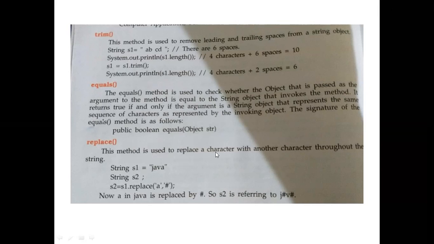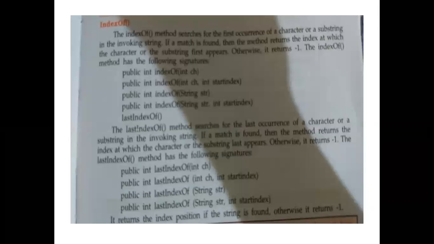So another is replace. This method is used to replace a character with another character throughout the string. String s1 equal to "java", string s2 is equal to s1.replace('a', '#'). तो यहाँ पे string में a जहाँ पे है उसके बदले यहाँ पे hash आ जाएगा। So now this will be the output: j#v#. So the replace function will replace a character mentioned in the function.